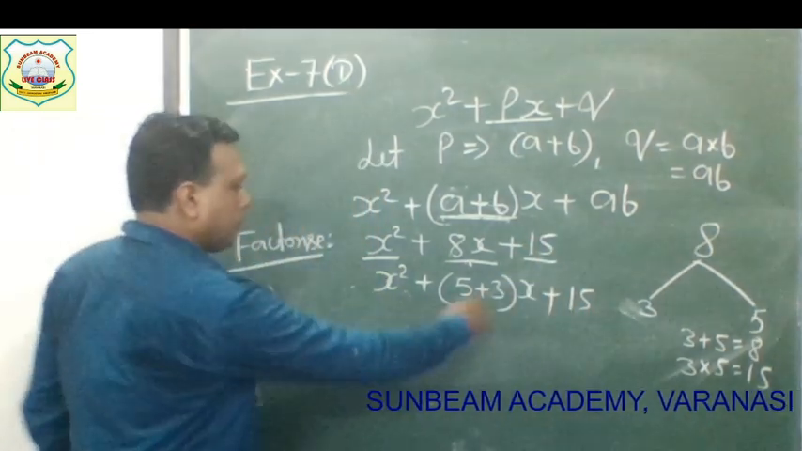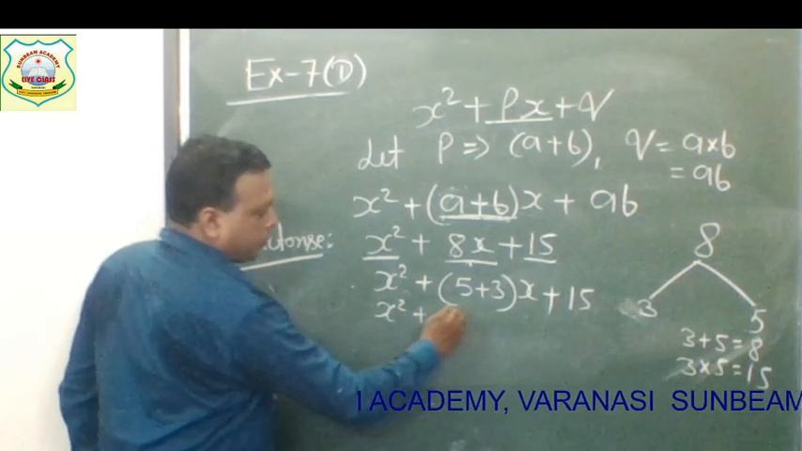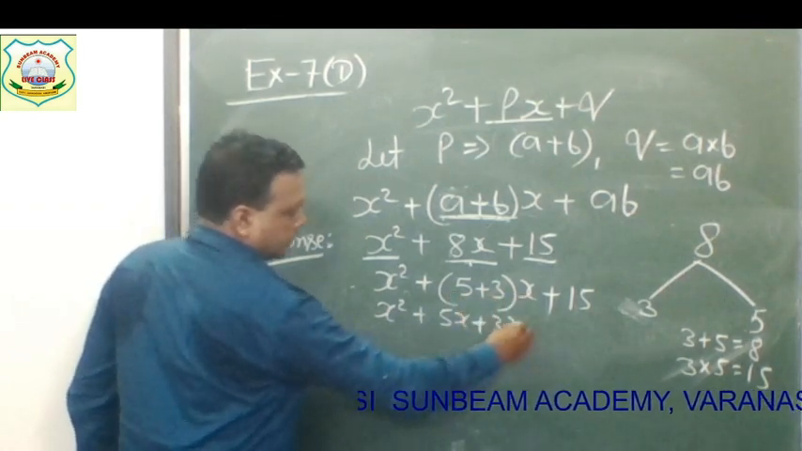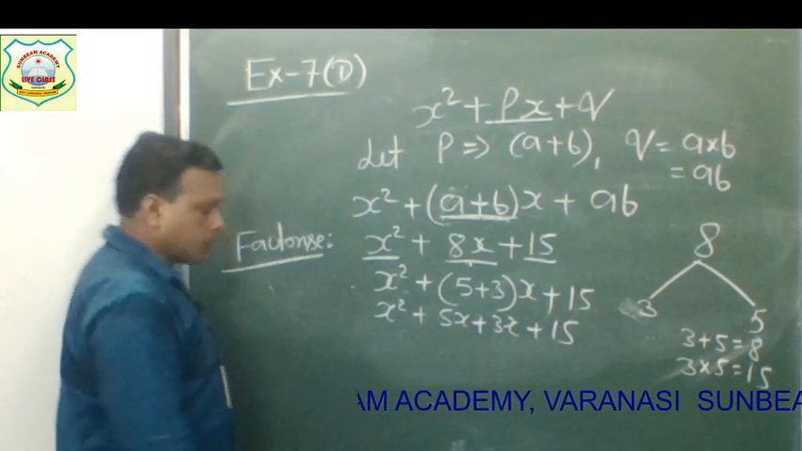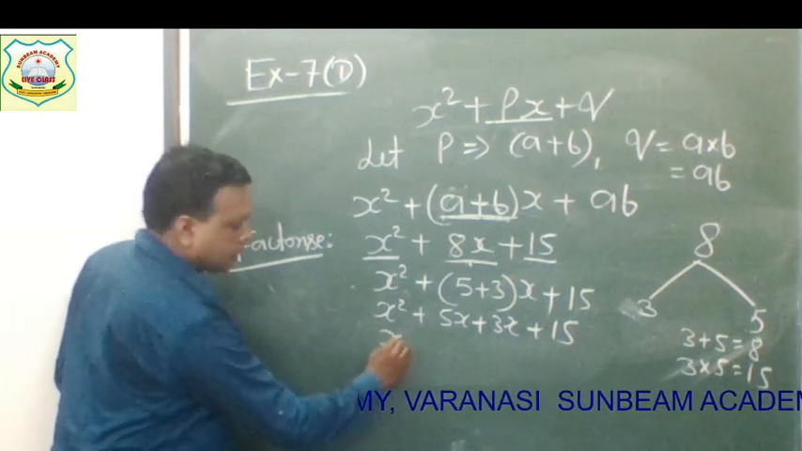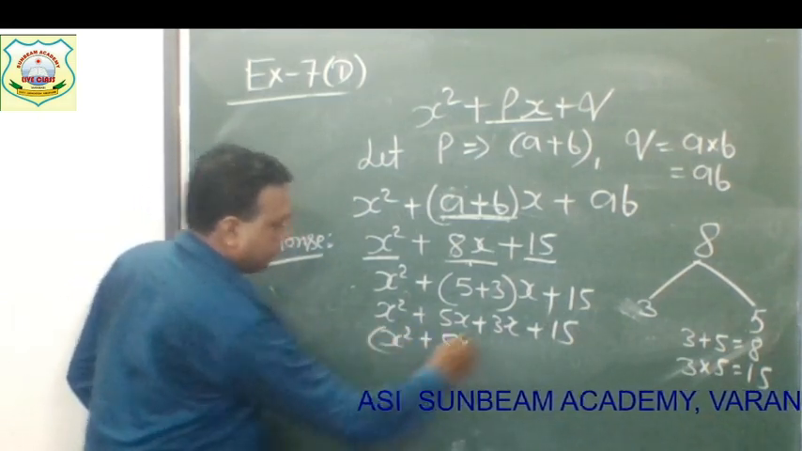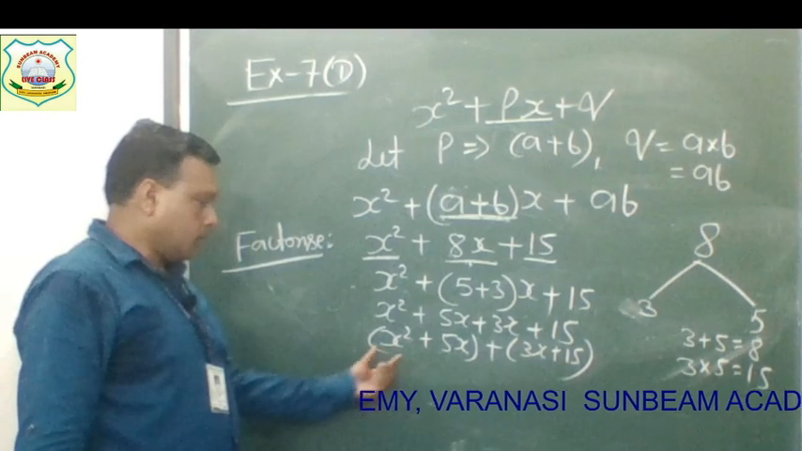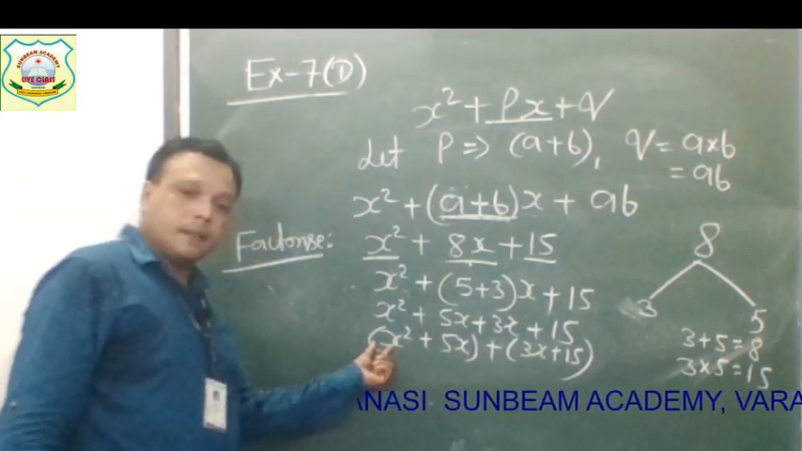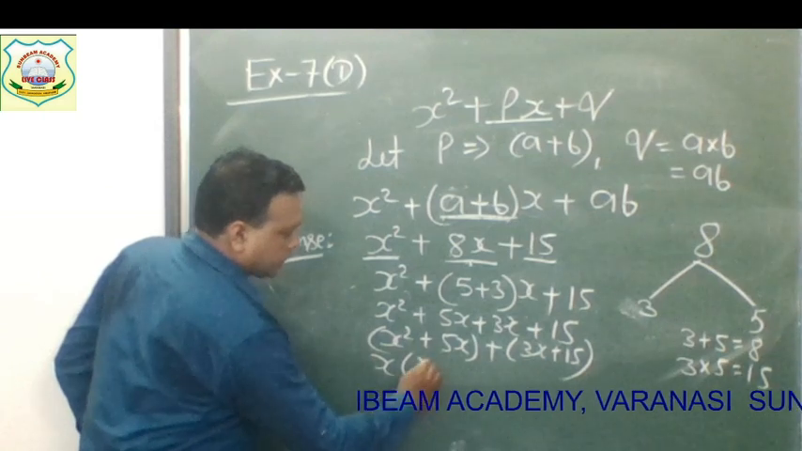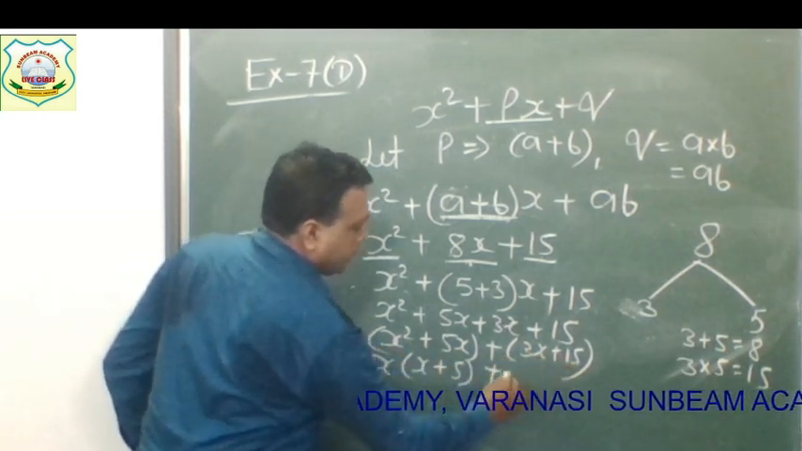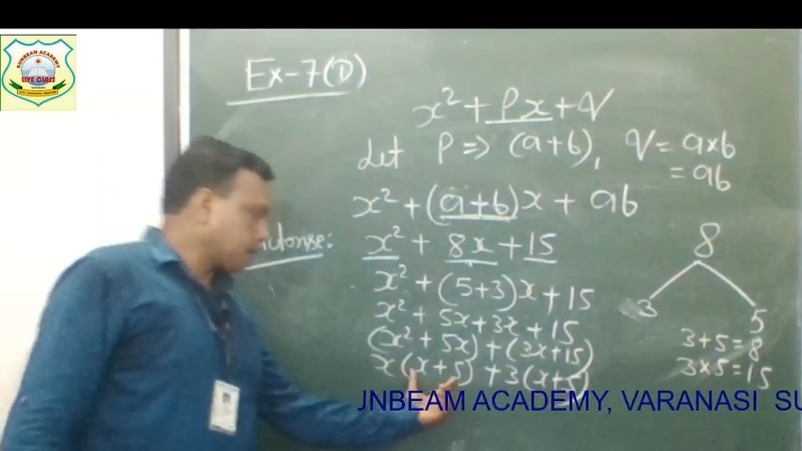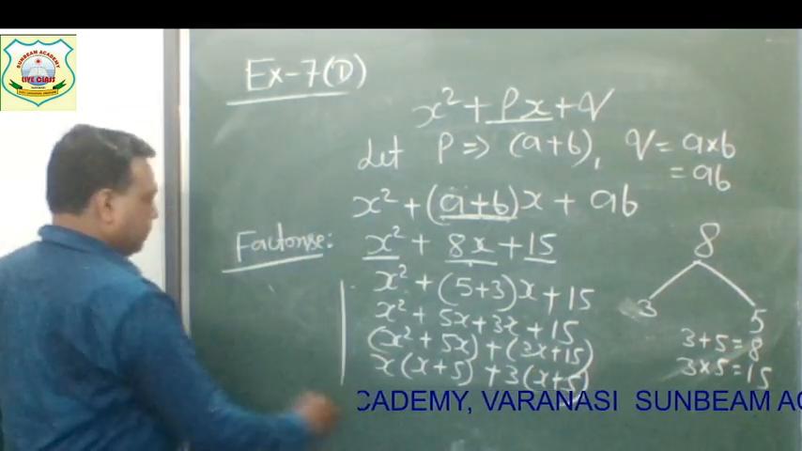Clear? Now, we will open the bracket: x square plus 5x plus 3x, x will multiply in both 5x and 3x plus 15. Now, we will make groups: x square plus 5x is one group, plus 3x plus 15, this is another group. Now, what should be common here? X is in both, so x will be common, x plus 5 will come, plus 3 will be common here, x plus 5 will come. So, what will be the answer, students? X plus 5 will be common, so x plus 5 we will write here.